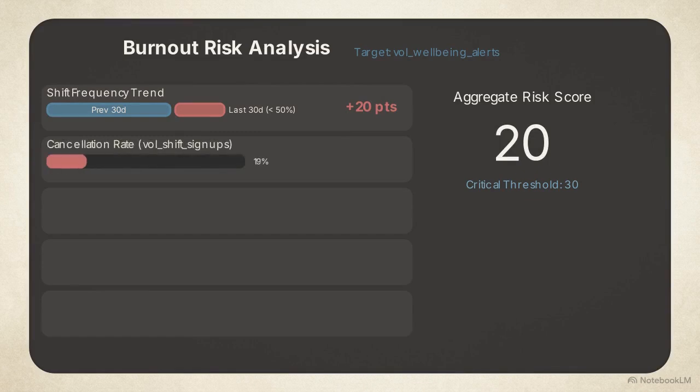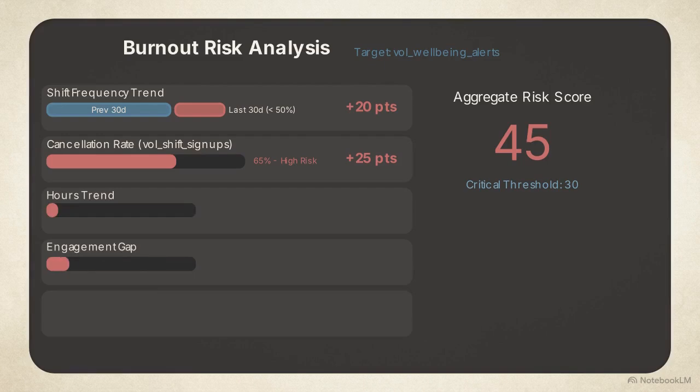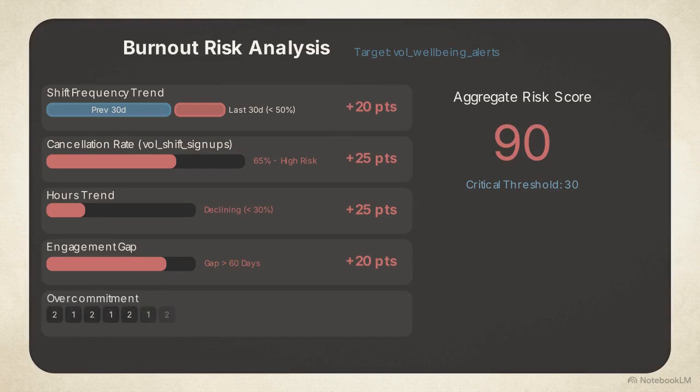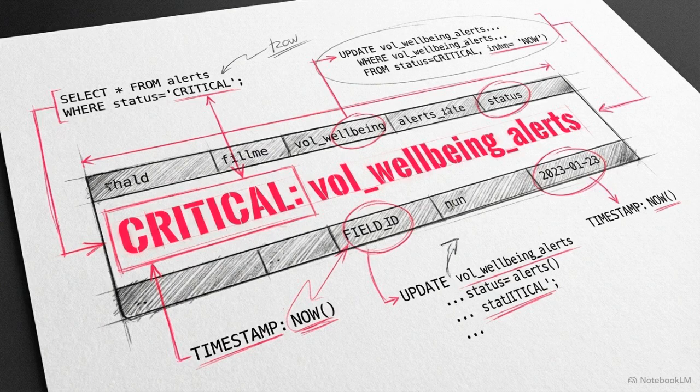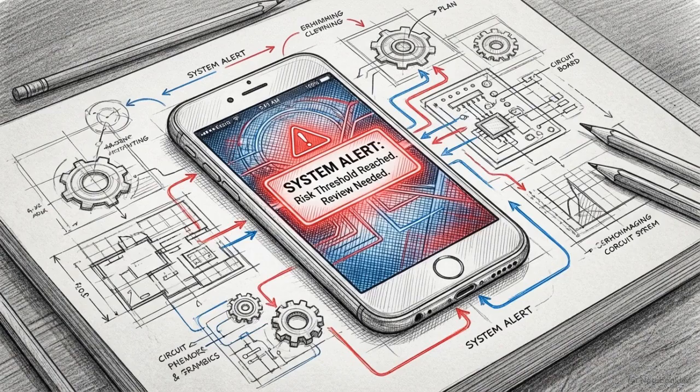The second indicator parses the Vol Shift signups table to calculate cancellation rates. Exceeding a 50% threshold adds another 25 points. The third and fourth metrics track significant reductions in total logged hours and engagement gaps lasting longer than 60 days. Finally, the engine scans for overcommitment. Having more than 7 confirmed shifts in the upcoming 7 days adds 15 points, pushing the total risk score past the critical threshold. When a volunteer's aggregate risk score reaches 30, the system persists a critical alert to the database. This alert triggers a routing consequence, automatically notifying the organization coordinator to physically intervene.